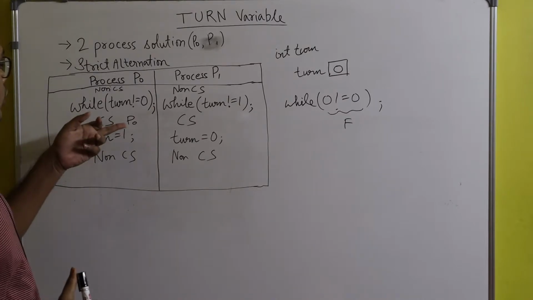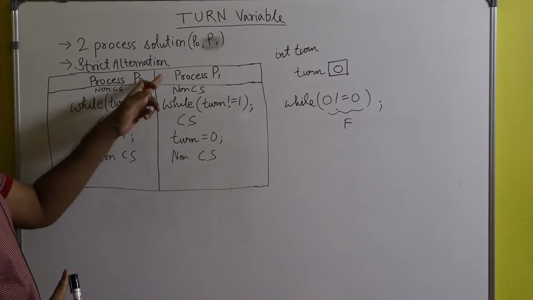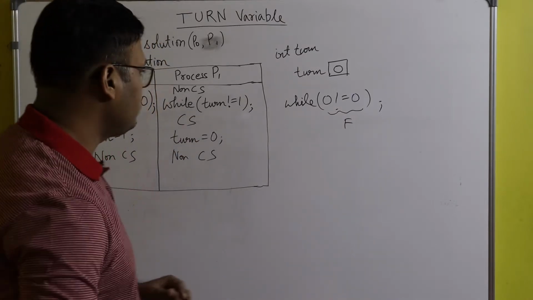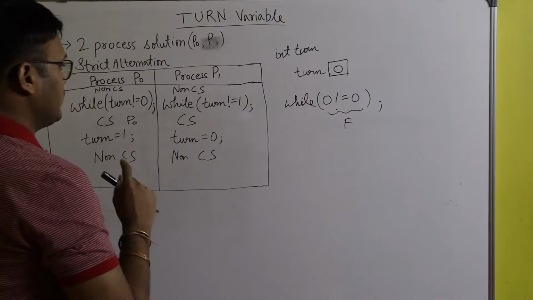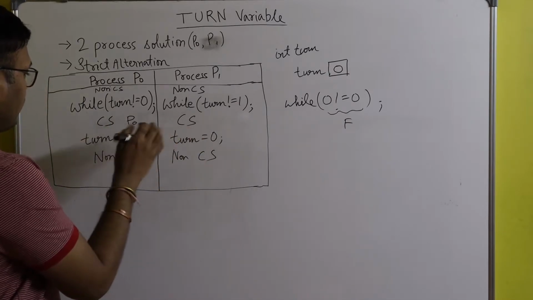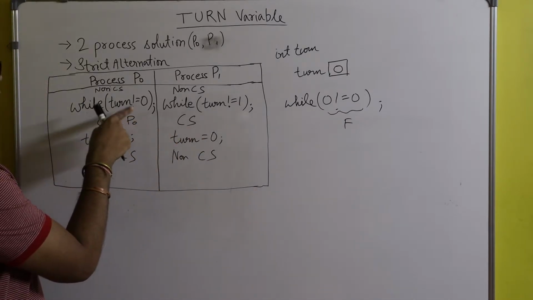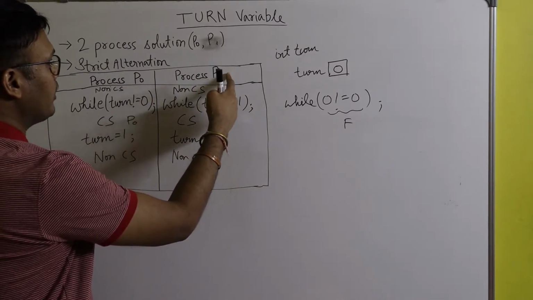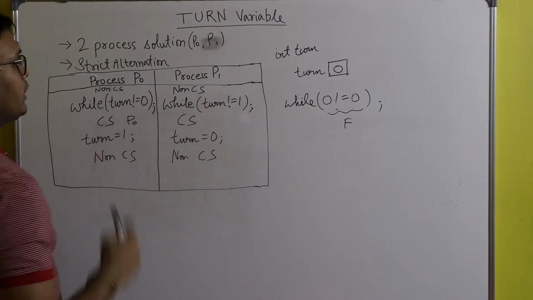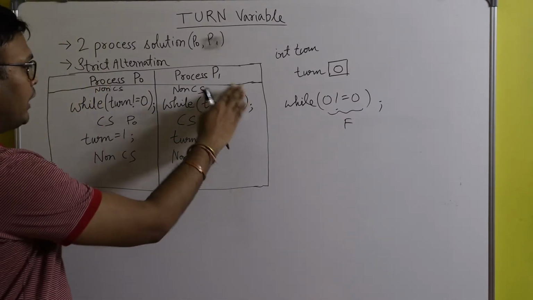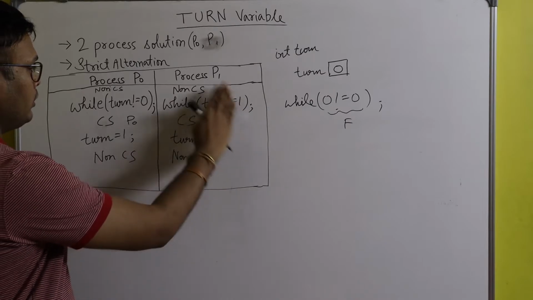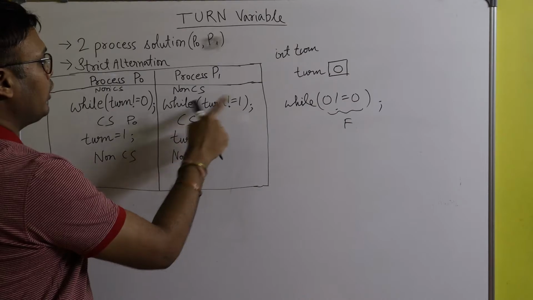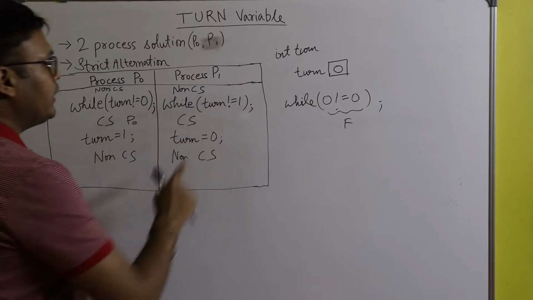When P0 is inside the critical section, can P1 also enter at the same time? Let's see. Suppose at this point, when P0 is inside the critical section, context switching happened and the CPU is given to process P1. Let's see whether process P1 can enter inside the critical section or not. Process P1 will execute its code. What is the code for process P1? While turn not equal to 1.